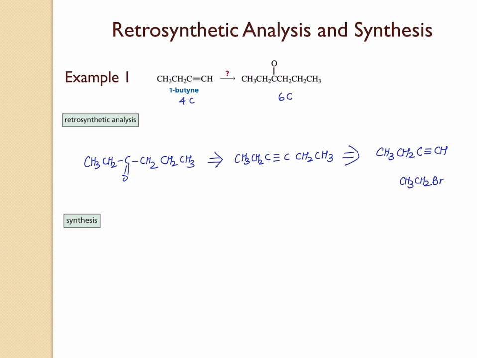Now let's write the actual synthesis for this conversion. So we have 1-butene. We are starting with 1-butene. And when you react it with NaNH2, it's going to give us an acetylide ion, where NH2 minus is going to go grab this hydrogen and the electrons from the bond are going to go onto the carbon, forming an acetylide ion.